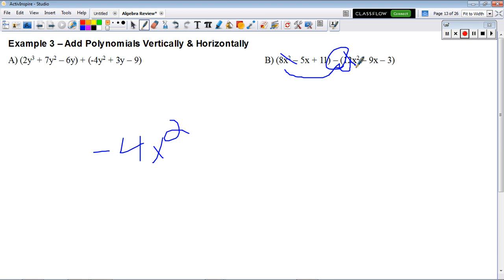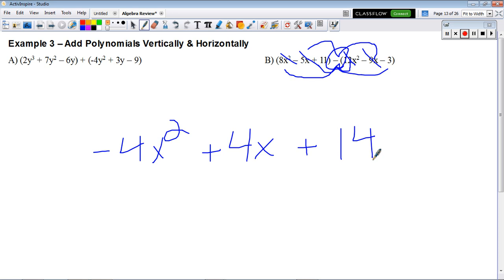Then I'm going to do the x's, negative 5x minus negative 9x. Remember, when you're subtracting by a negative, that really means to add. This ends up being positive 4x. So that gets rid of those terms. And then I have at the end here positive 11 minus negative 3. Once again, subtracting by a negative is the same as adding. So this ends up being plus 14 at the end. And that's the answer for part B there.